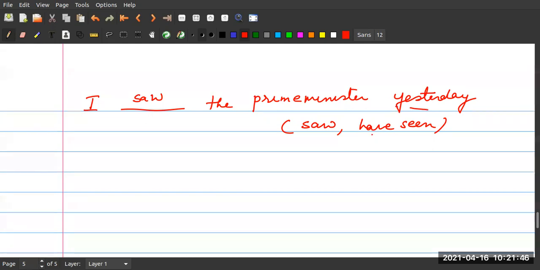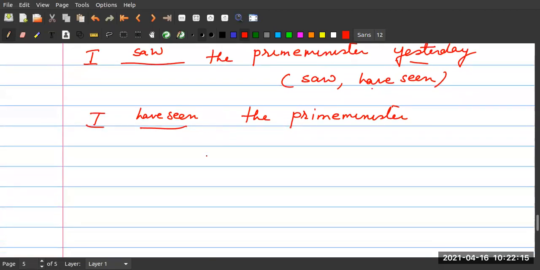But if the time was not mentioned, suppose you have the sentence, I saw the Prime Minister. Here past time is not mentioned. Then you can use both, have seen or saw. But if past time is mentioned, then you have to use only the past tense. Okay.